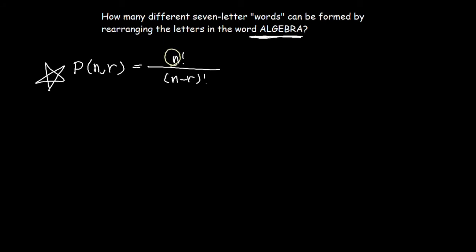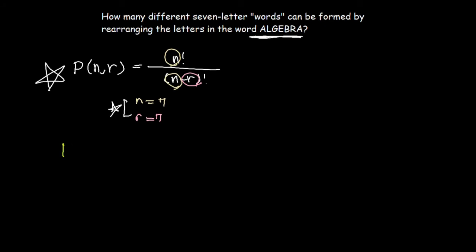This n here represents the total number of letters there are. In this case, n is going to be 7 because we're given 7 letters. And this r represents how many letters we're going to choose. So r in this case is also going to be 7 because we're choosing 7 letters out of 7 letters, right? So we already have the basic information we need to set up our formula for this question. So let's do that.